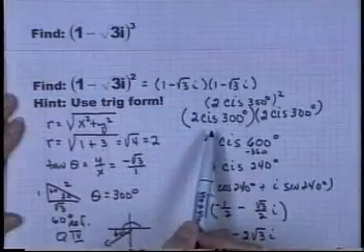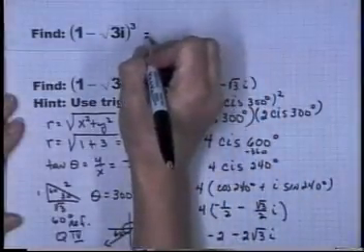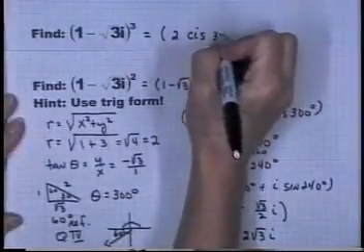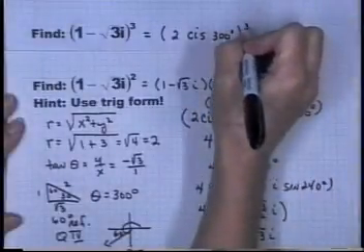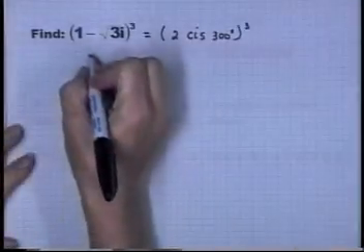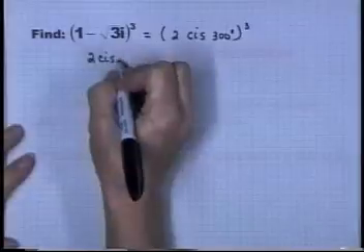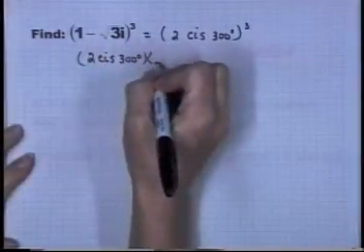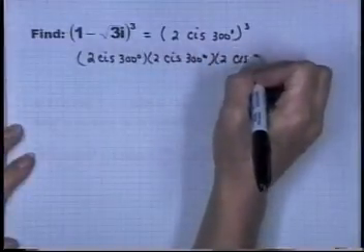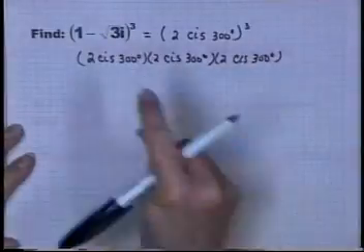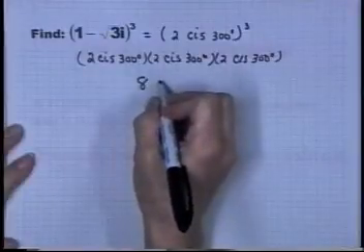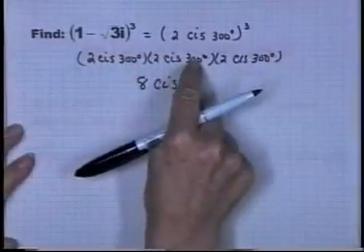Since we have already done the trig form of that number, I'm going to write here what we're looking for is 2 cis 300 degrees raised to the third power. Okay? Now, I'm going to write this out just one more time for emphasis. If I have 2 cis 300 times 2 cis 300 times 2 cis 300, I would multiply my r's. 2 times 2 times 2 is 8. I would write my cis. I would add this and this and this.